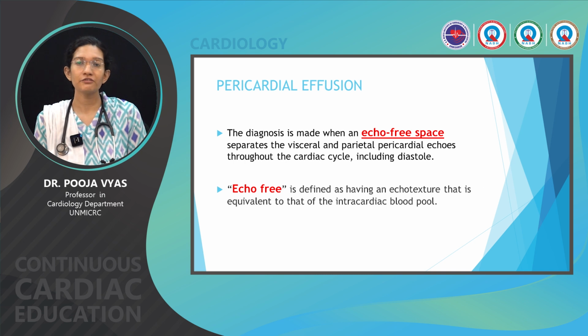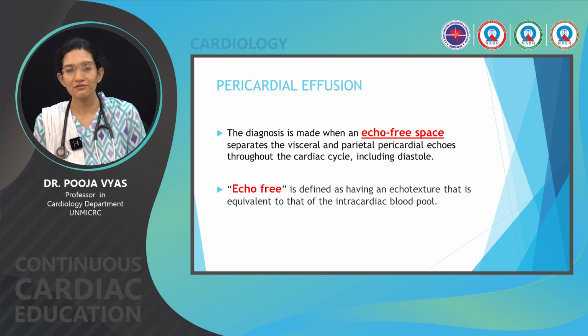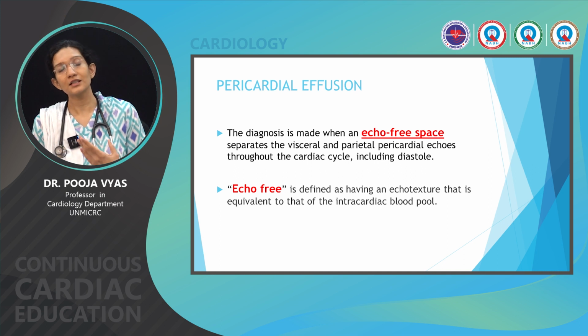of pericardial effusion is usually made when we see an echo-free space which separates the visceral and the parietal pericardium, and that echo-free space remains throughout the cardiac cycle, even during diastole. When I say echo-free space, it means that there is an echo texture similar to that of the intracardiac blood pool.